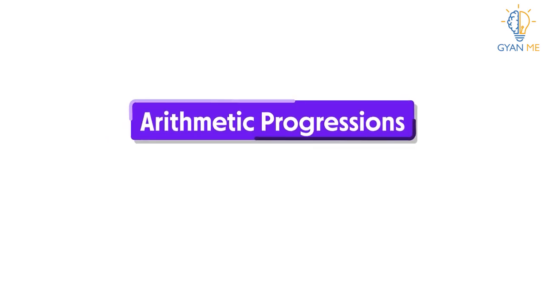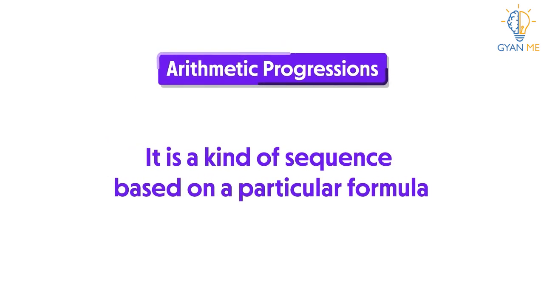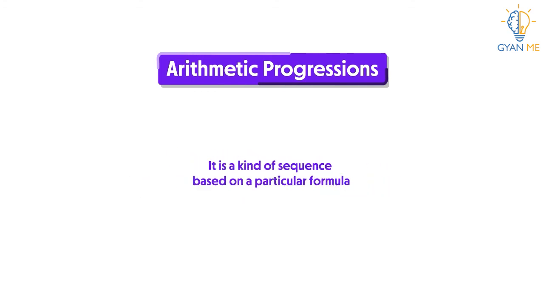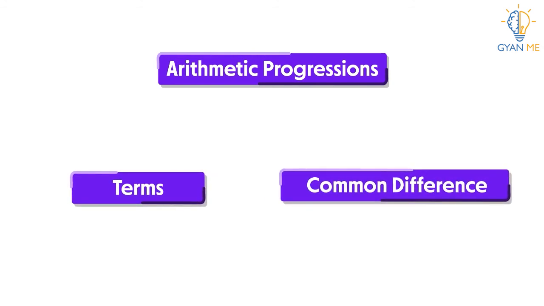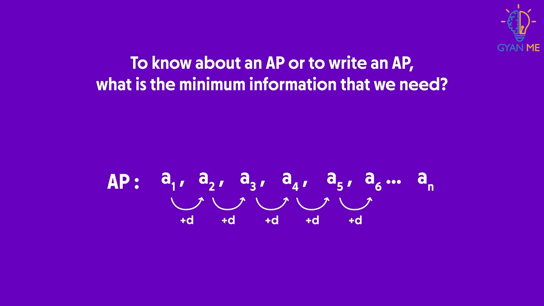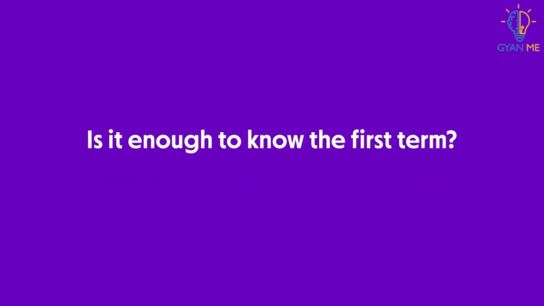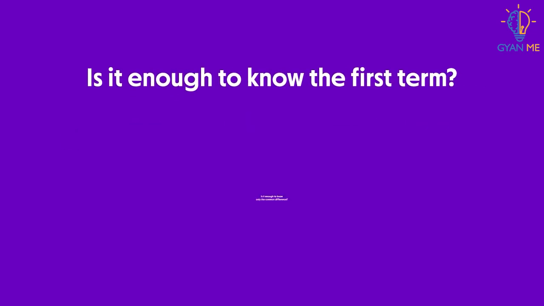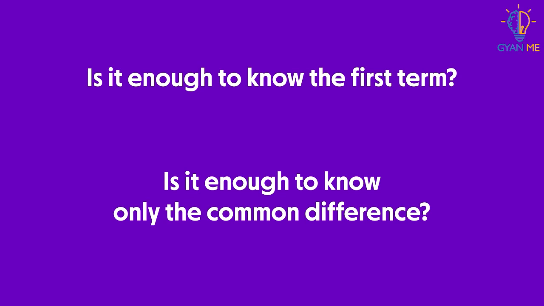So students, we have seen what an AP is. It is nothing but a kind of sequence which is based on a particular formula. Also, we learnt about its elements, namely terms and common difference. Now the question is, to know about an AP or to write an AP, what is the minimum information that we need? Is it enough to know the first term? Or is it enough to know only the common difference? We will see in our next video.